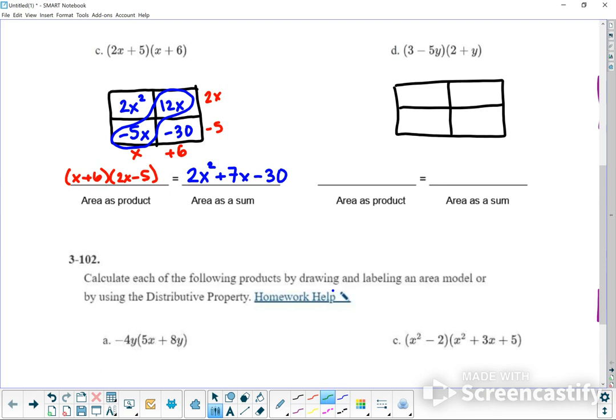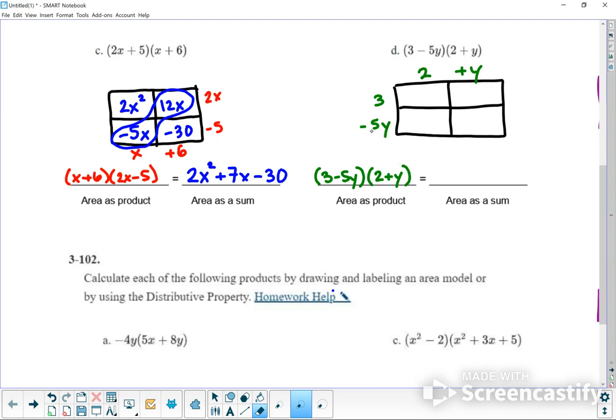So I'm going to go ahead and write this down. And let's just say I'm going to write it on the top and on the left hand side. So we can do 3 minus 5y on this side. So that's one of my products, 3 minus 5y. And my other product is going to be that 2 plus y. Right, so you can set it up in any way you want.